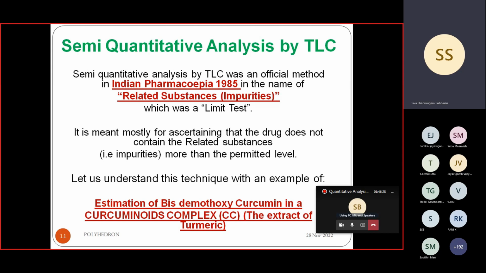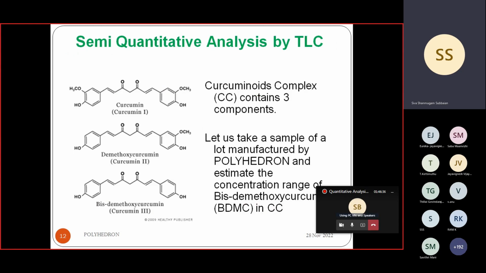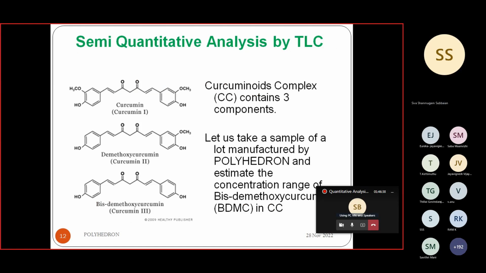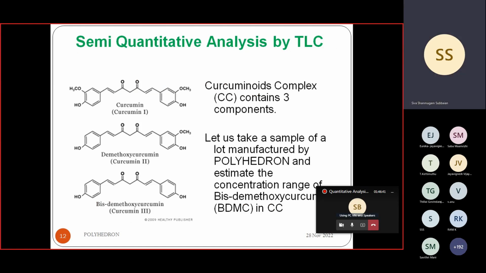which is an extract of turmeric. Before getting into that, I want to say what a curcuminoid complex is. When you extract turmeric, we get curcumin crystals, and they look like a pure crystal, but when we analyze them, we find that it is a mixture of three different components. It is not a single compound alone. It will have curcumin, which has two methoxy groups, and another component, a demethoxycurcumin.